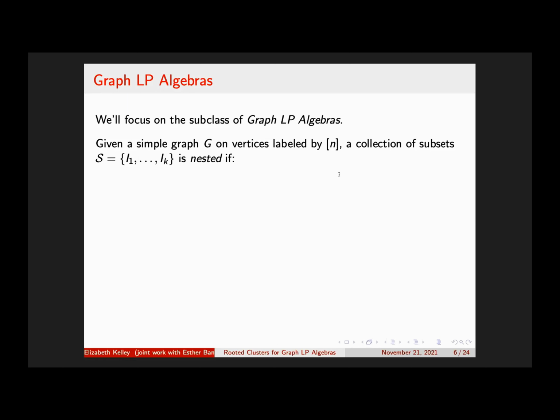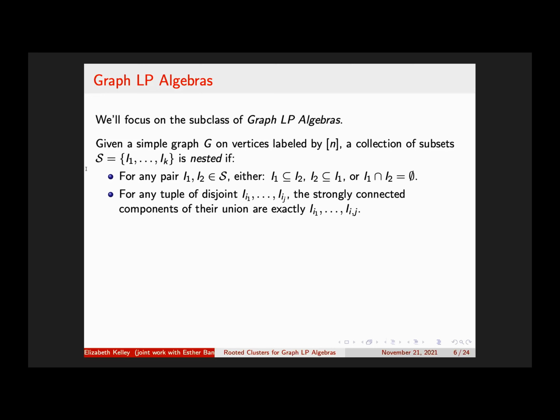Right, so each of these I sub j are supposed to be a subset, and then S is a collection of subsets of vertices. And I say that these are going to be nested if for any pair of subsets, either one is a subset of the other, or they have an empty intersection. And then the other condition is that if I look at some tuple of disjoint subsets and I take the strongly connected components of their union, I get back that tuple of subsets. So this definition might be a little opaque.